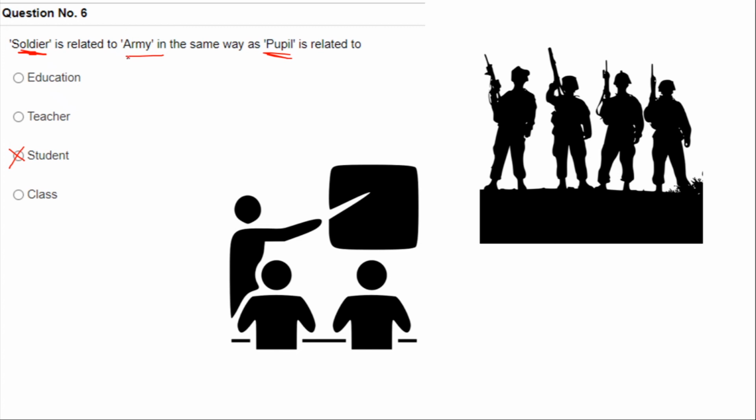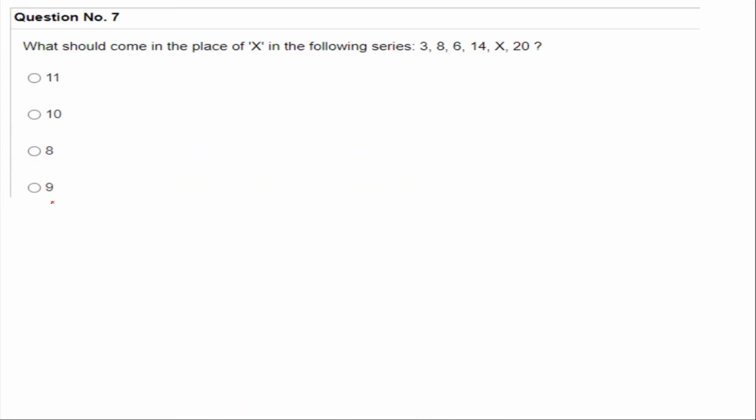As we can see here, soldiers belong to a group called army, and students or pupils belong to a group called class. So that will be the correct answer. Let's move to the next question.